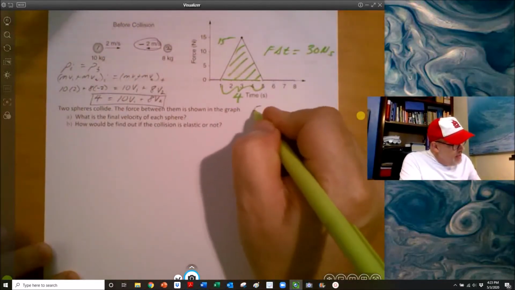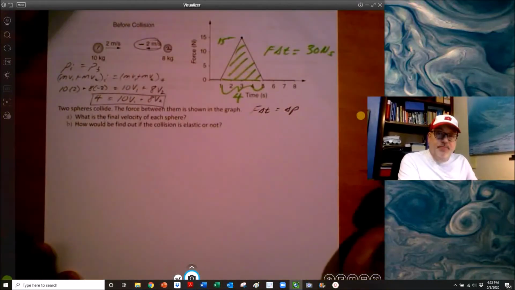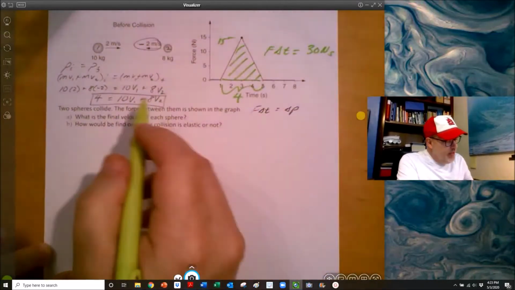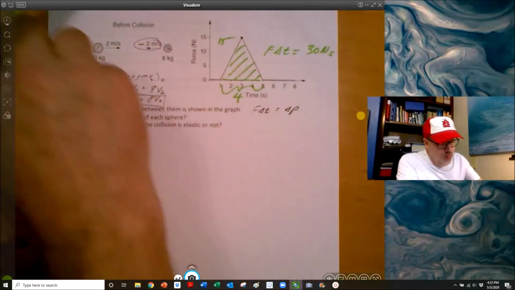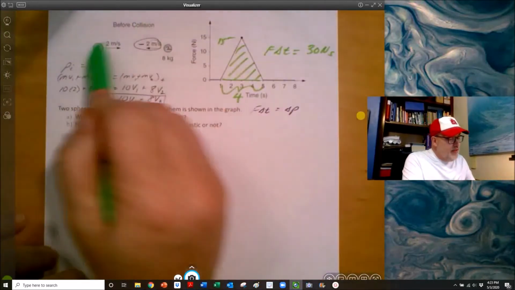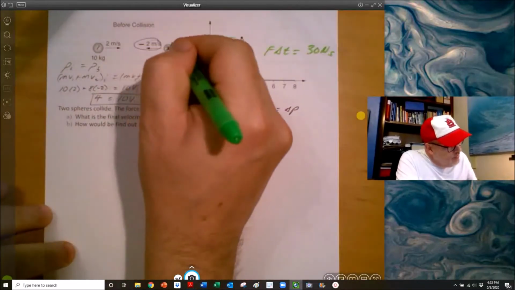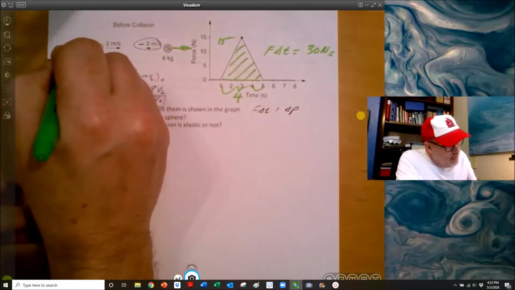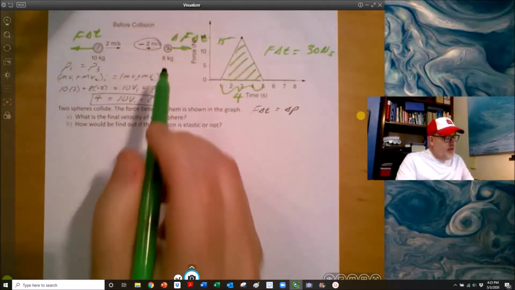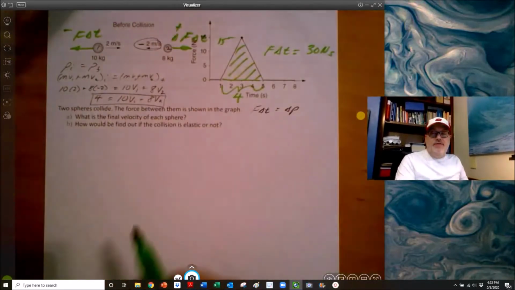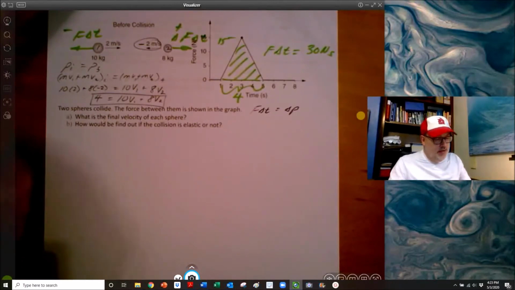So we know that F delta T equals the change in momentum. And we have two of them that are going to have a momentum change, right? So we better write down which way these impulses are. When they collide, this one's going to get an impulse to the right. This one's going to get an impulse to the left. F delta T, correct? So this will be a positive impulse. This will be a negative impulse. That's super important, or otherwise we're going to end up with some issues.